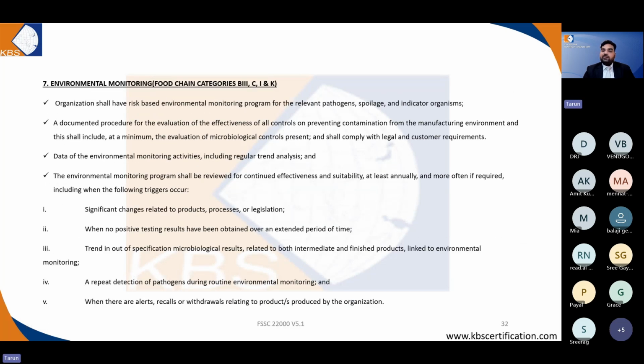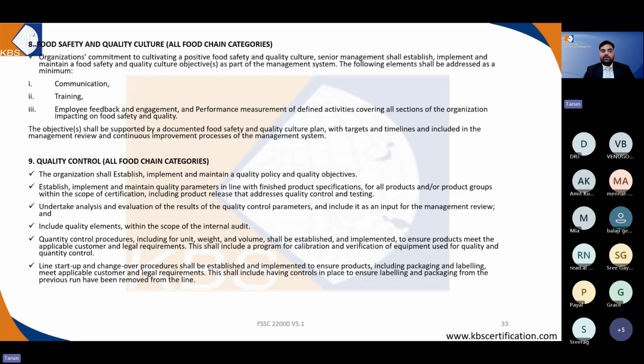Then environmental monitoring. In any food safety standard, like ISO 22000, we do not have environmental monitoring. But when you say it is a requirement of FSSC 22000, not only the ISO, then you must have environmental monitoring. That means whichever area you are manufacturing your product, whichever production area, or whichever area you are selling or serving your product, maybe in a hotel. What type of environmental controls you need is defined in this standard, FSSC 22000.